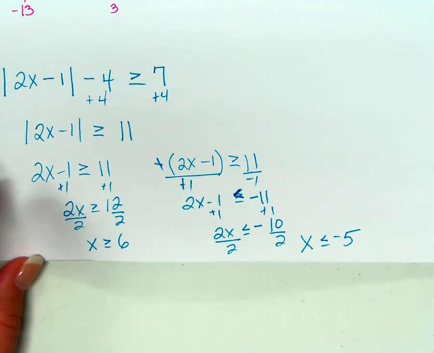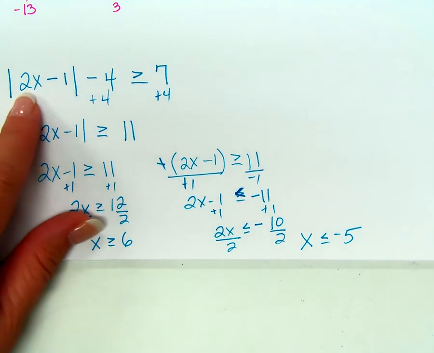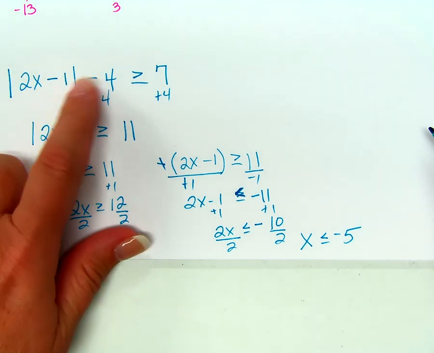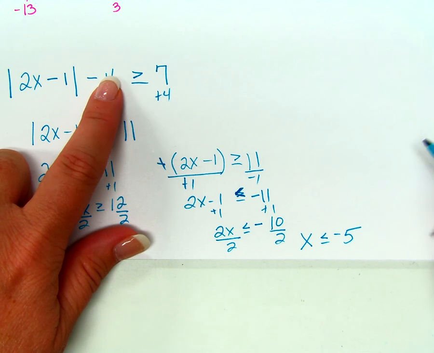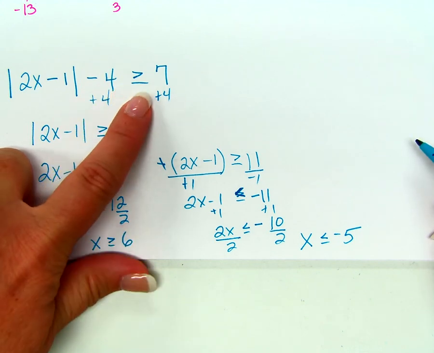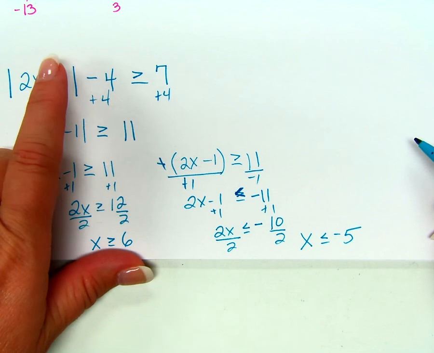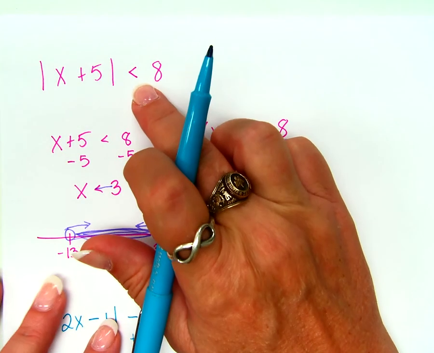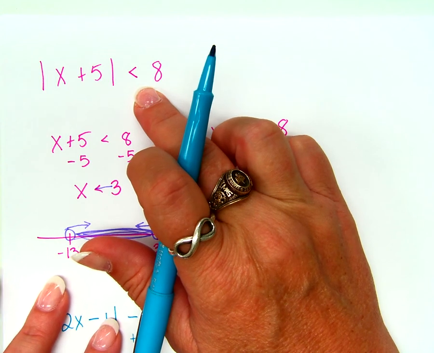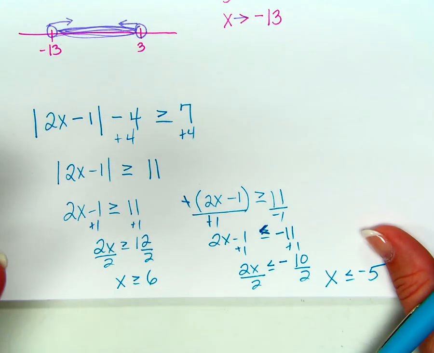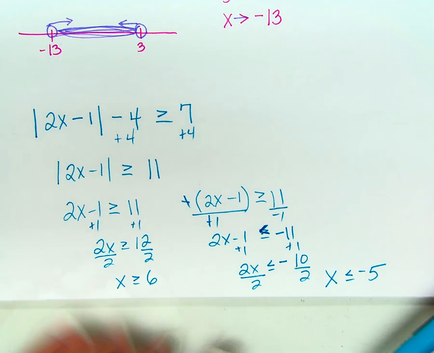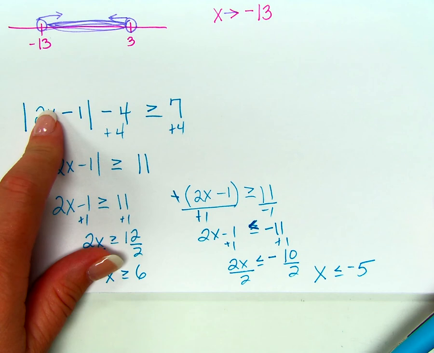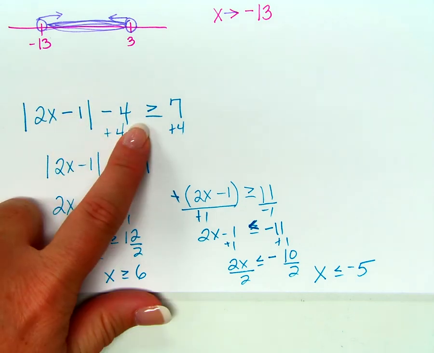So here's what's interesting. 6. 2 times 6 is 12. Minus 1 is 11. Absolute value of 11 is 11. 11 minus 4 is 7. Is 7 greater than or equal to 7? Yeah, it is. So when is it weird? When it's only less than or greater than. Greater than or equal to, we're going to get that or equal to part. Negative 5 times 2 is negative 10, minus 1 is negative 11. Absolute value of negative 11 is 11. 11 minus 4 is 7. We're good, right? Yeah, okay.